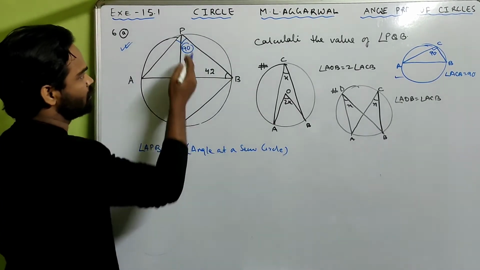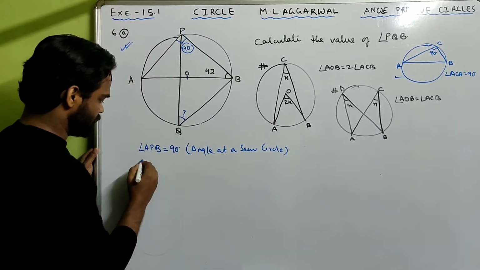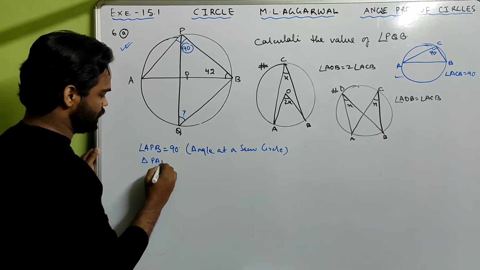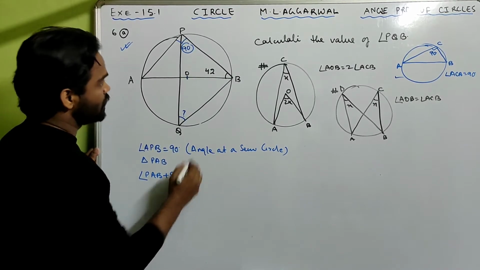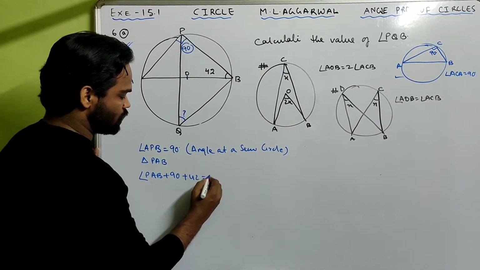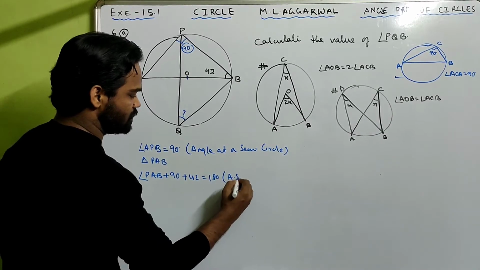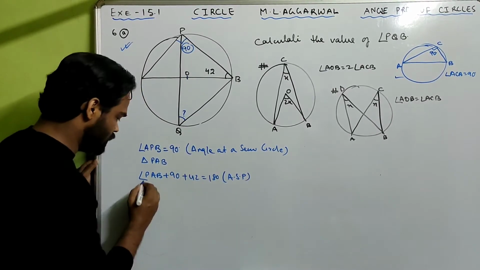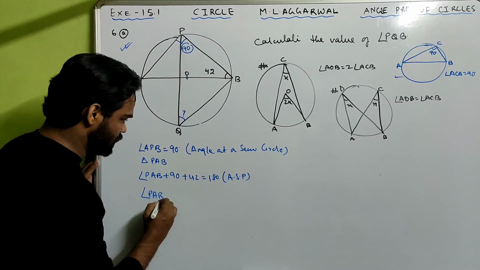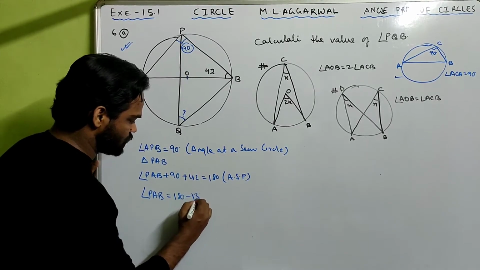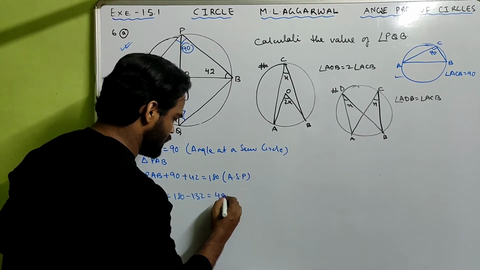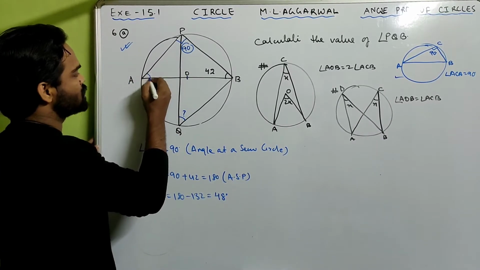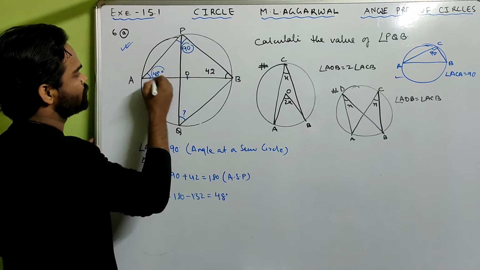Once you get this, see, in triangle PAB, angle PAB plus 90 plus 42 is equal to 180. That's angle sum property, isn't it? Which means angle PAB is equal to 180 minus 132. That's how much? That's 48 degree. So this angle is known, 48 degree.